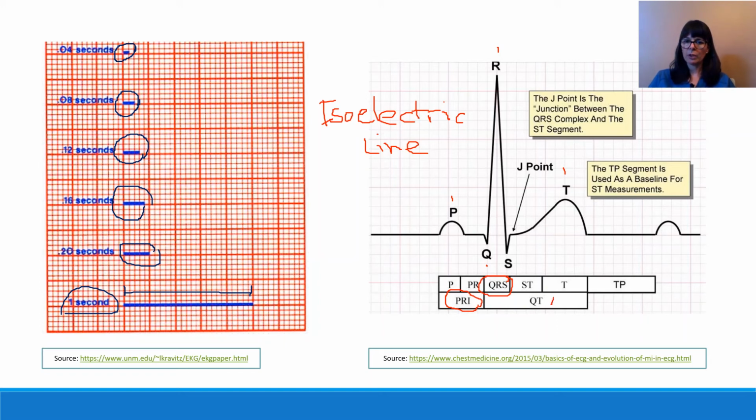And then the other important interval here we're looking at is the QT, which is from the beginning of the Q to the end of the T wave. And the QT interval represents the entire length of the ventricular activity, including depolarization and repolarization. So this is also measured because remember certain medications can prolong the QT interval. And so when the patient is on this medication, we have to look at that on their rhythm strip and make sure that the QT interval is normal.